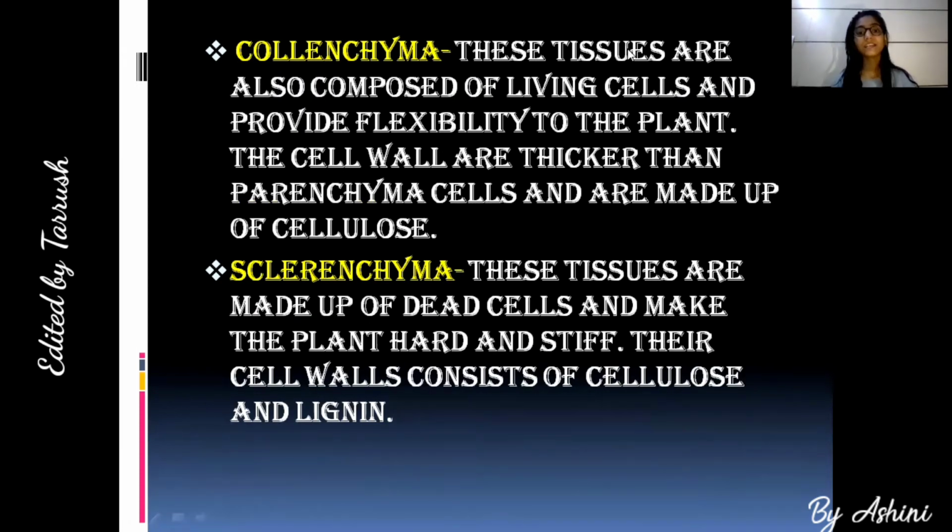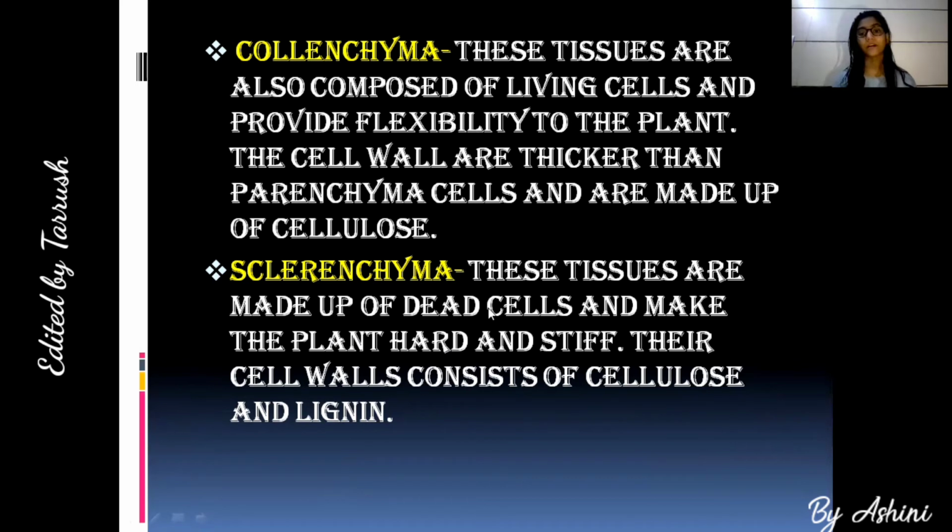Collenchyma. These tissues are composed of living cells and provide flexibility to the plant. The cell walls are thicker than the parenchyma cells and are made up of cellulose. This is a very simple tissue. It provides flexibility, and when the wind comes, the plant bends like this and then stands again. It is just because of the collenchyma tissues.